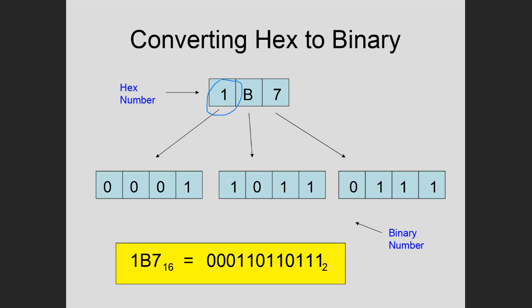4 bits. Now remember, when we talked about octal just a few minutes ago, when we want to go from octal to binary, we represent each octal digit using 3 bits. Here, if I want to go from hex to binary, I'm going to represent each hex digit using 4 binary bits. So what I do is I write a 1. I show 0, 0, 0, 1 in binary. This B, now remember, B is 11. From that chart, B is 11.